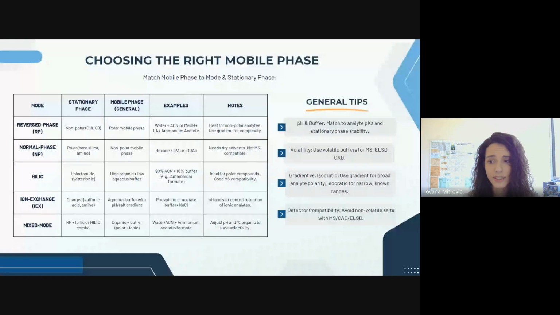Another factor to consider is detector compatibility. For example, if you're using ELSD, CAD, or mass spec, you must avoid non-volatile salts. Instead, opt for volatile modifiers like formic acid, TFA, or ammonium formate. And finally, think about pH. The mobile phase pH must align with the pKa of your analyte to ensure proper ionization. And this affects retention, peak shape, and reproducibility.